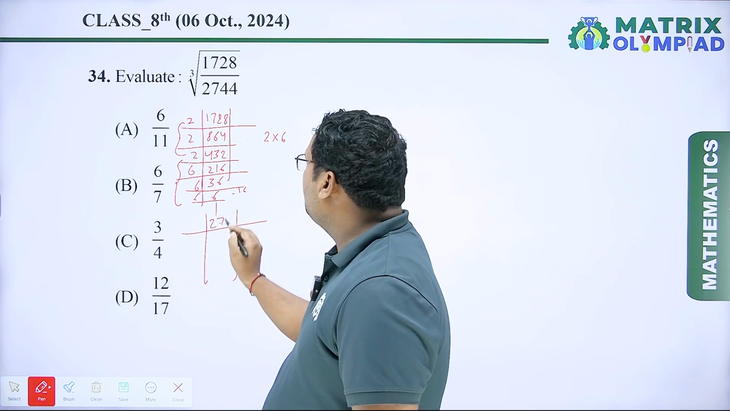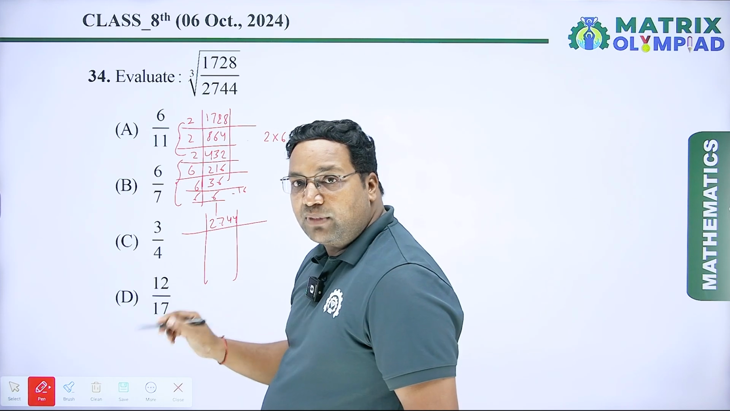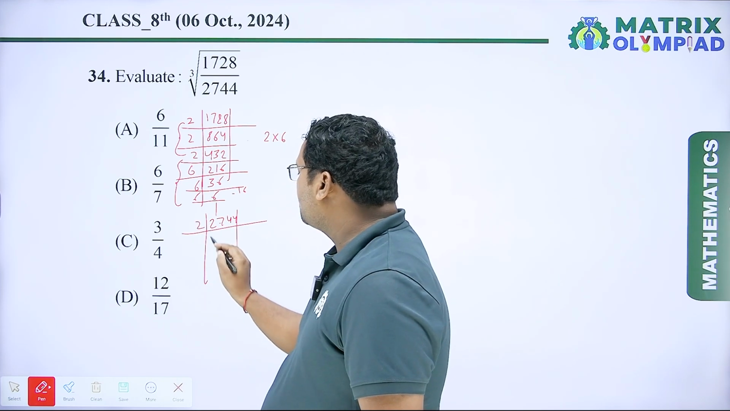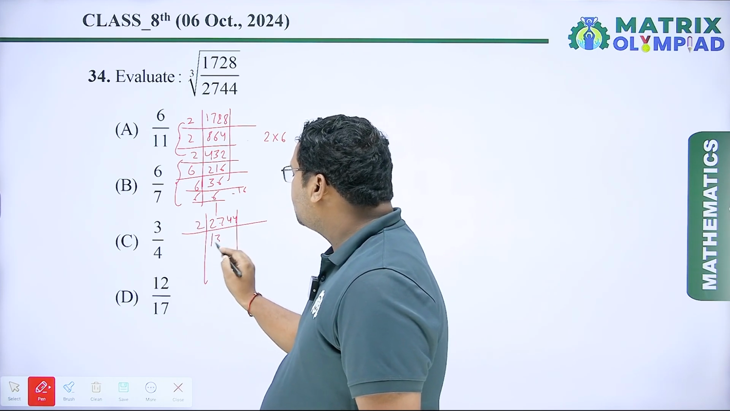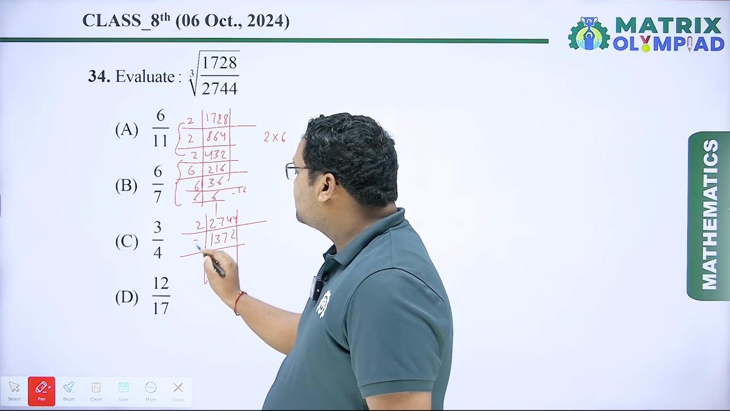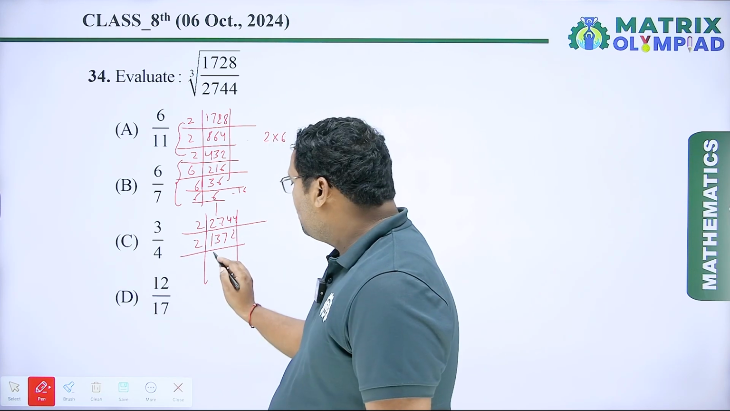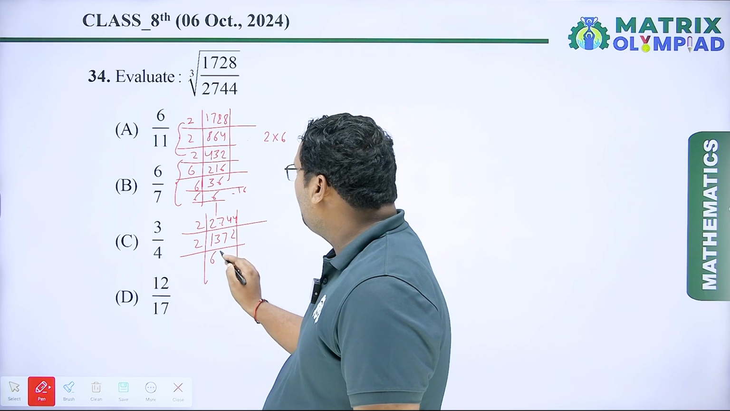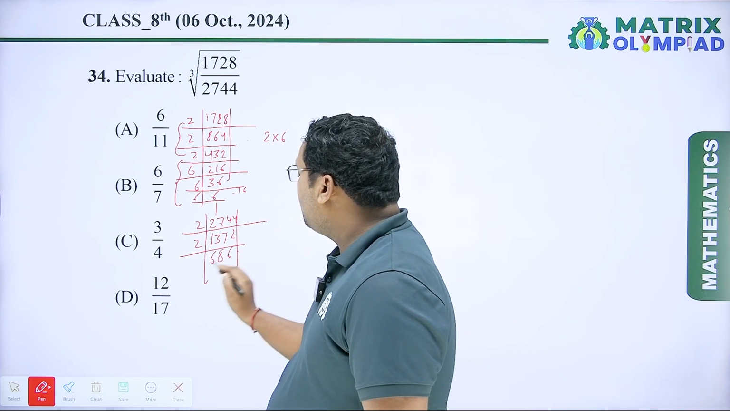factorization of 2744. This number again is divided by 2. So 2 1s are 2, 2 3s are 6, 2 7s are 14, 2 2s are 4. Again this number is divided by 2. So 2 6s are 12, 2 8s are 16, 2 6s are 12.